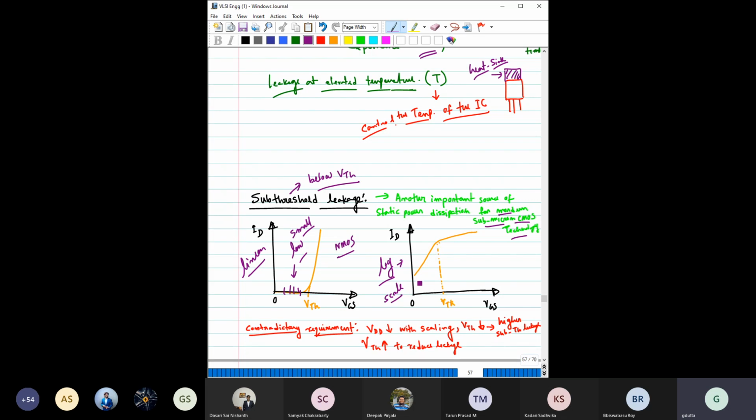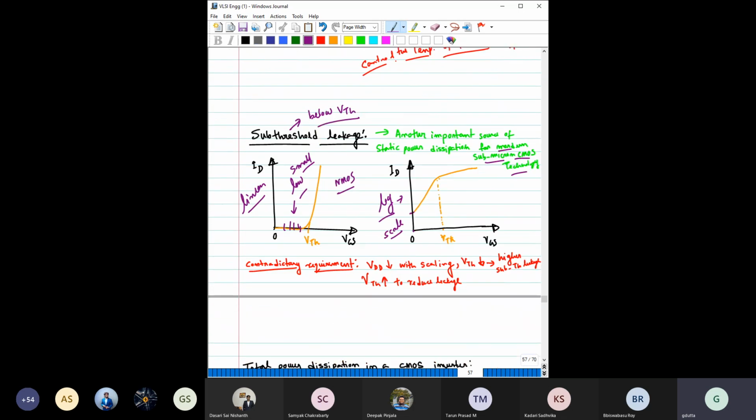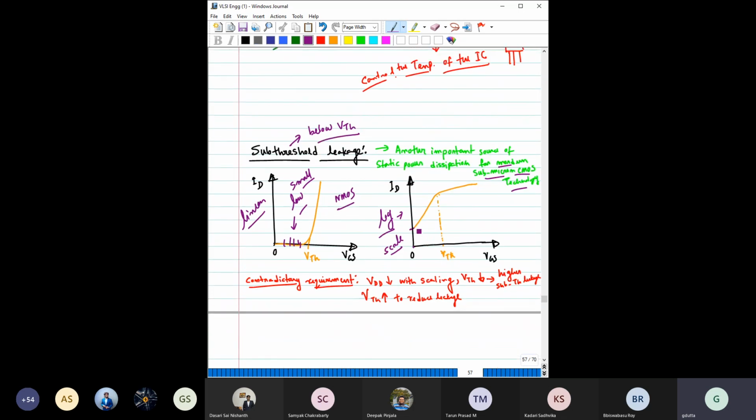Okay, so clearly you can see when you have applied VGS equal to 0, then what is happening? With VGS equal to 0, you have a finite amount of current, right? So think about it. You have kept 0 volt here, and you are assuming that there is no current flowing through this NMOS. That is not correct, right? Because of the subthreshold leakage, some current is still flowing through this. So this is the amount of leakage.